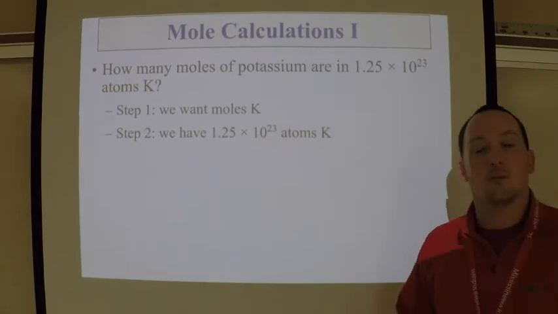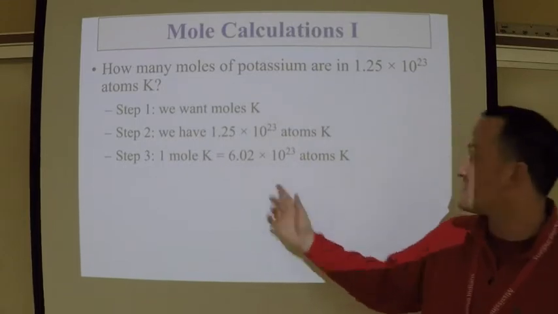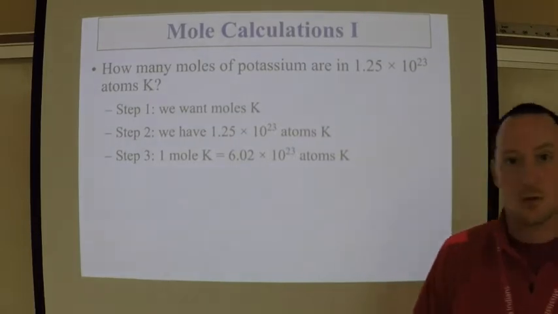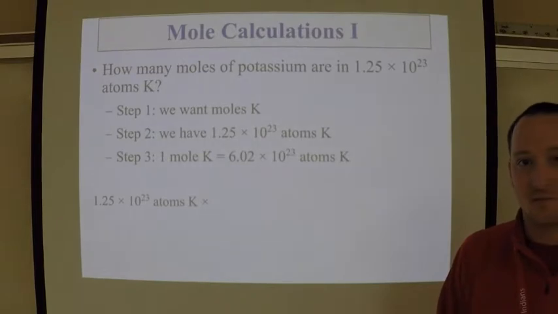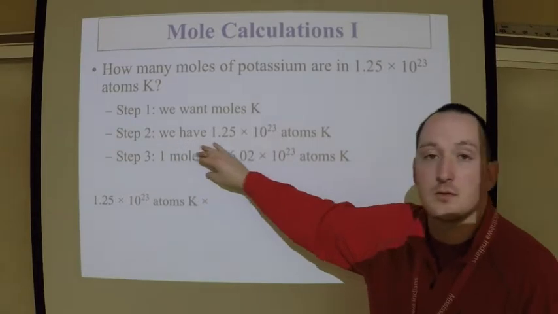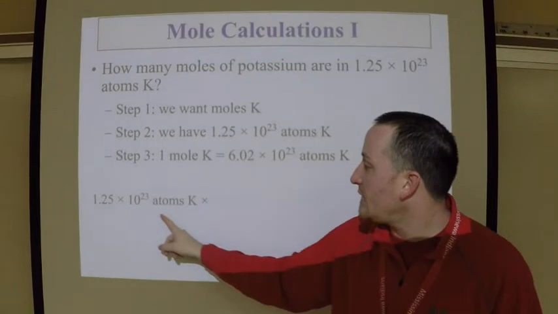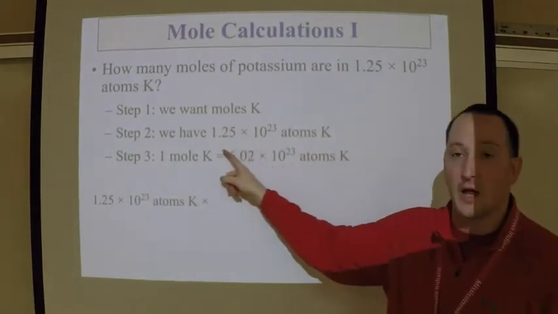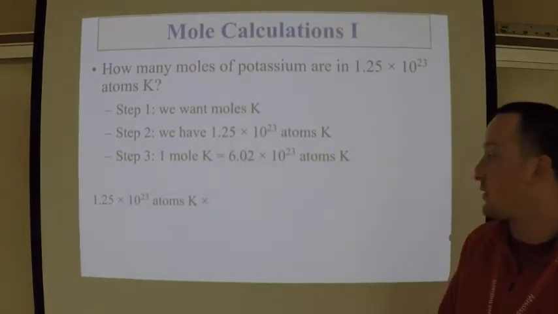And how do we convert between moles and atoms? Well, we know that, again, 1 mole of potassium is equal to 6.02 times 10 to the 23rd atoms of potassium. So that's going to be my conversion factor. So I start with my units: 1.25 times 10 to the 23rd atoms of potassium. That's my given value. And then I'm going to turn this into a fraction. What am I going to put on the top and what's going to go on the bottom? Well, since this unit here is in atoms of potassium, I'm going to use my 6.02 times 10 to the 23rd atoms of potassium, and I'm going to put that on the bottom. Okay? And that means 1 mole will go on top.